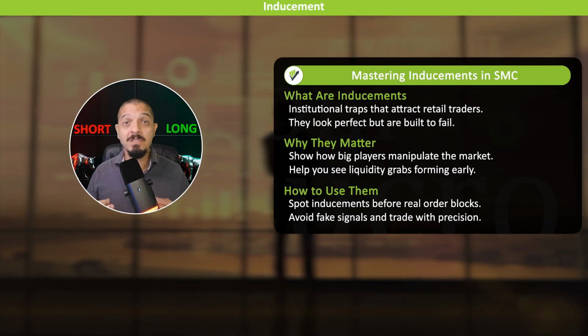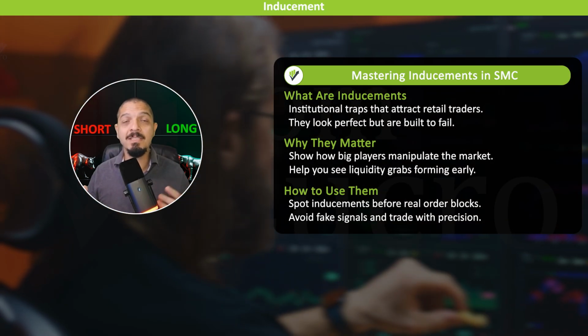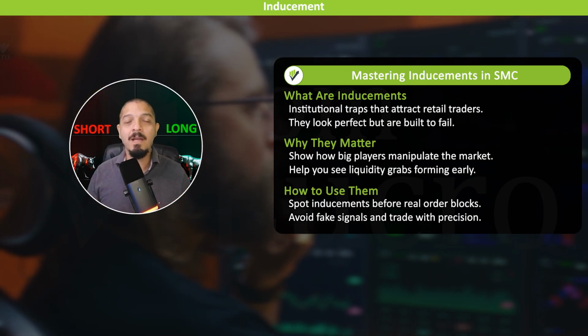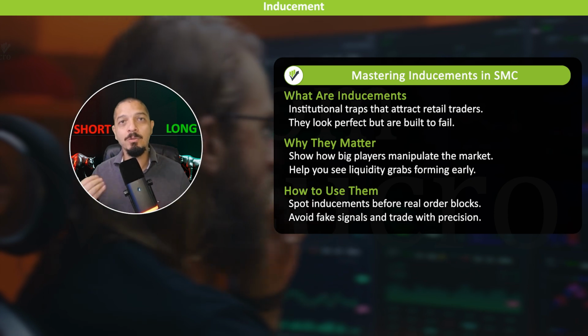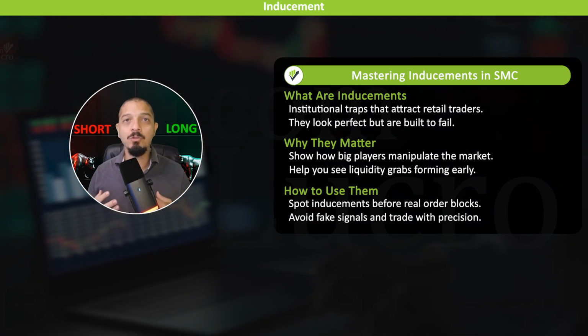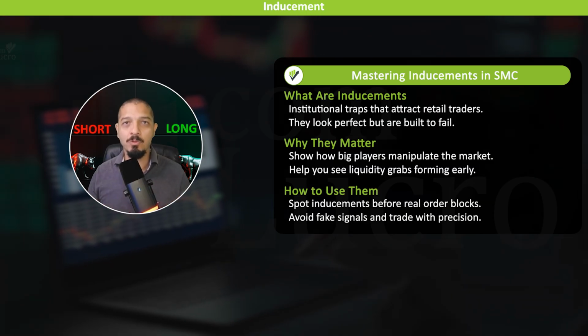These areas are strategically used to create false confidence, inviting traders into setups that look perfect but are designed to fail. By learning to recognize genuine inducements, you'll gain the ability to filter out deceptive moves, identify true order blocks, and avoid falling into the liquidity traps that catch most retail traders.